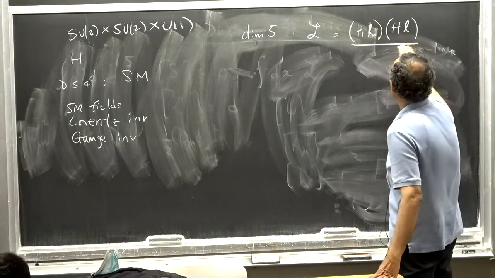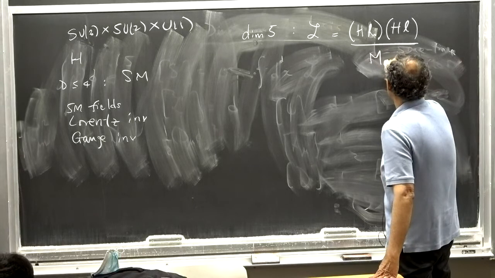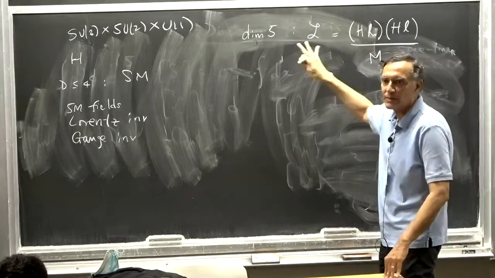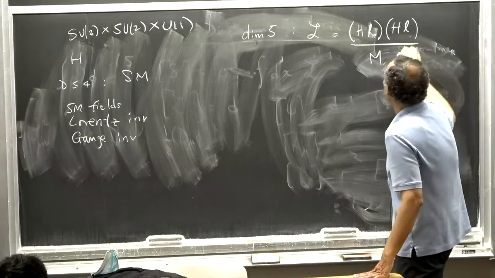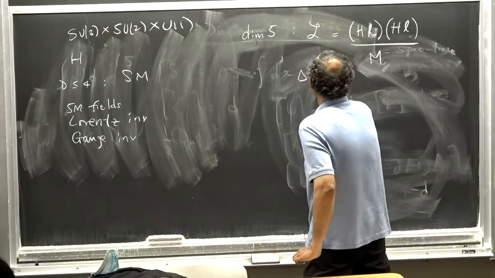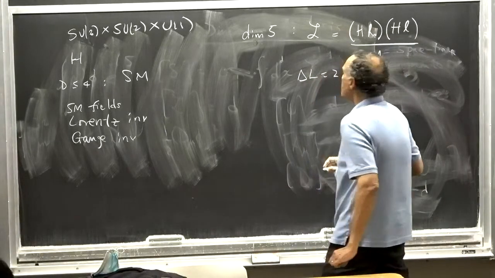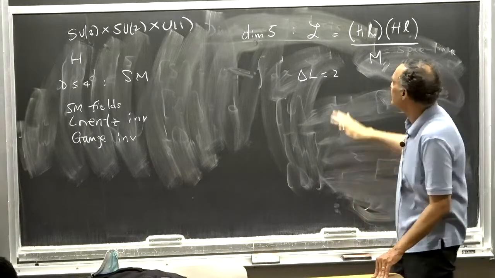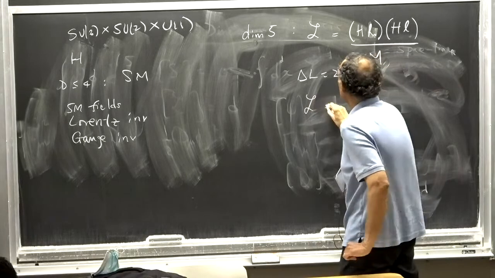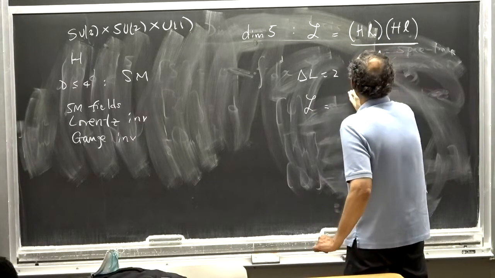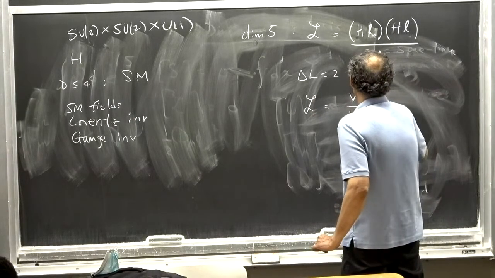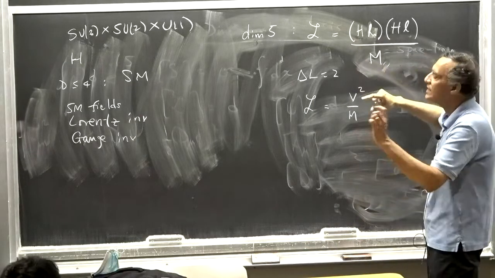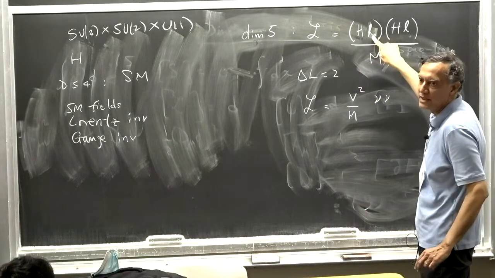Okay, so there's some M here. I could call this M. This is sometimes called the Weinberg operator. It's two lepton doublets, so this operator is delta L equals 2. And when the Higgs field gets a VEV, the two Higgses give you two VEVs over M, and then you get a neutrino, because the index of the component of the Higgs which gets a VEV is coupled here to the neutrino part.